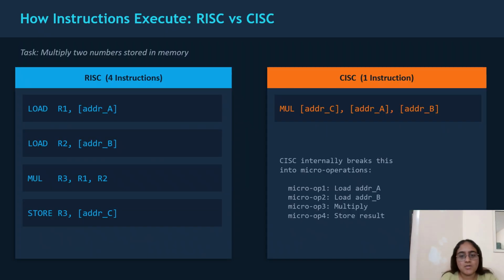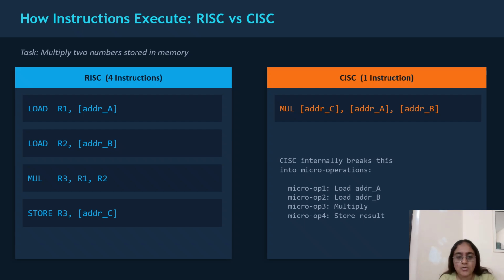Now let's show a concrete example to make this crystal clear. The task is simple: multiplying two numbers stored in memory. In RISC, this requires four separate instructions. First, load R1 from memory address A, then load R2 from memory address B, then multiply R3 equals R1 times R2. Finally, store R3 back to memory address C. Four instructions, each simple, each one clock cycle.